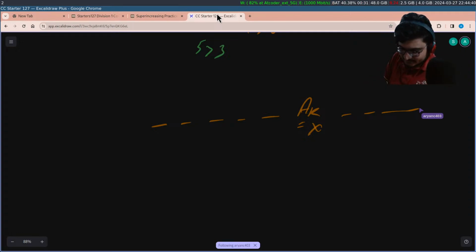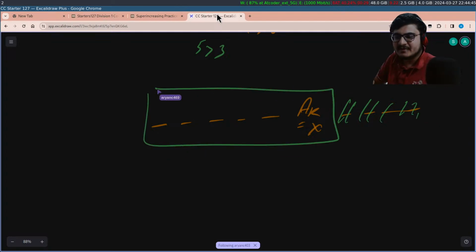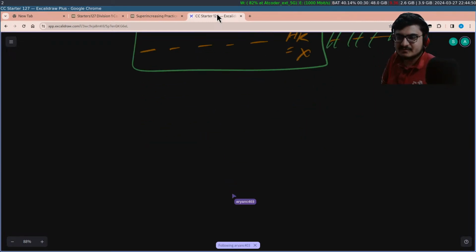Note that if this is a super increasing array, and we delete the numbers after it, then this part will also be a super increasing array. Because for this part also the sum of numbers before it would be less than whatever the required number is. So the idea to solve this problem is that we greedily try to find an array such that each number is as small as possible.